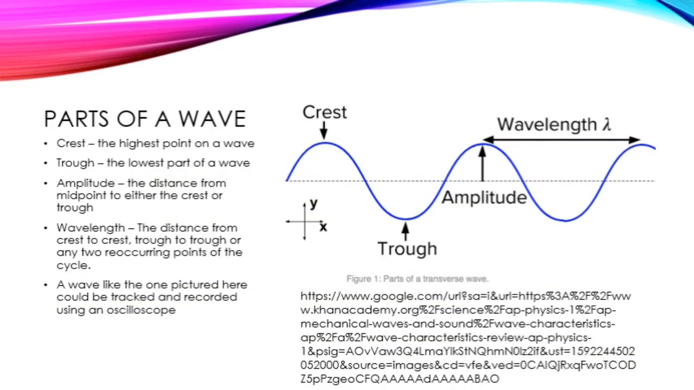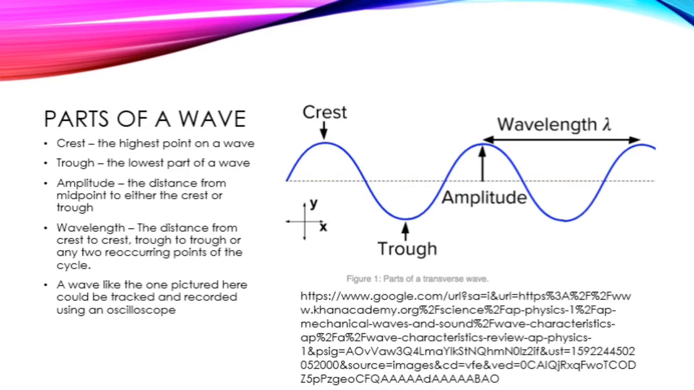Let's look at the parts of a wave. The top of the wave is called the crest, the bottom of the wave is called the trough. The amplitude is the distance from the midpoint to either the crest or the trough. Wavelength is the distance from crest to crest, trough to trough, or any two recurring points on the cycle.